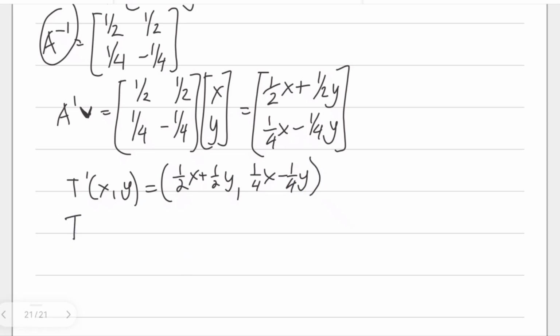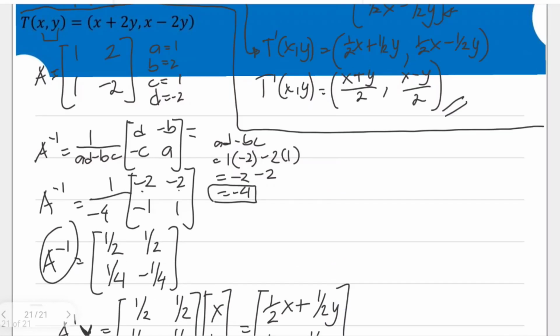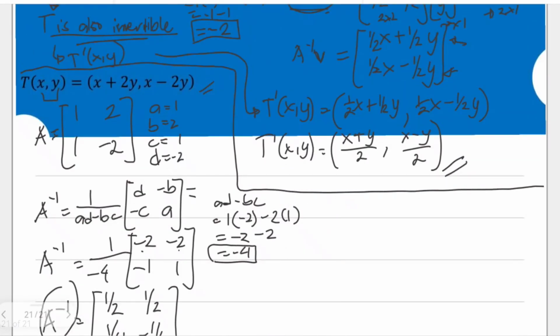Or again, combining them or factoring 1/2, you will have here x plus y over 2 and x minus y over 4. This is now the inverse of this second linear transformation.